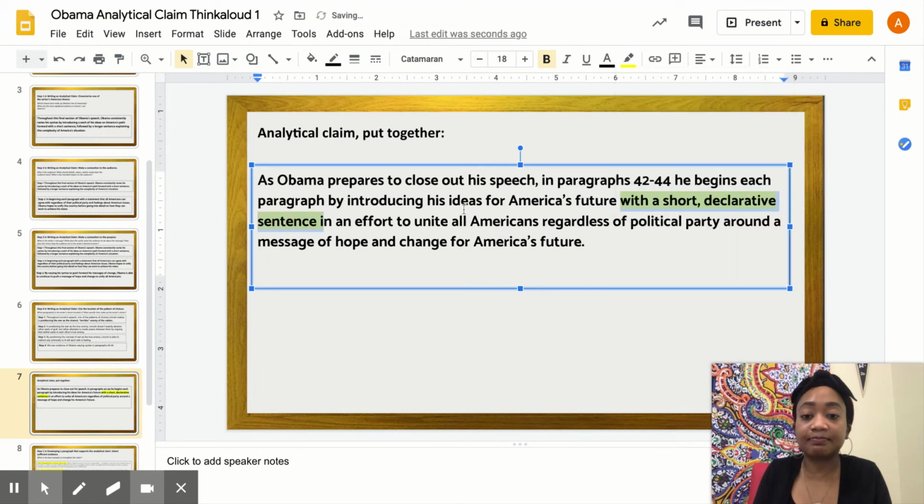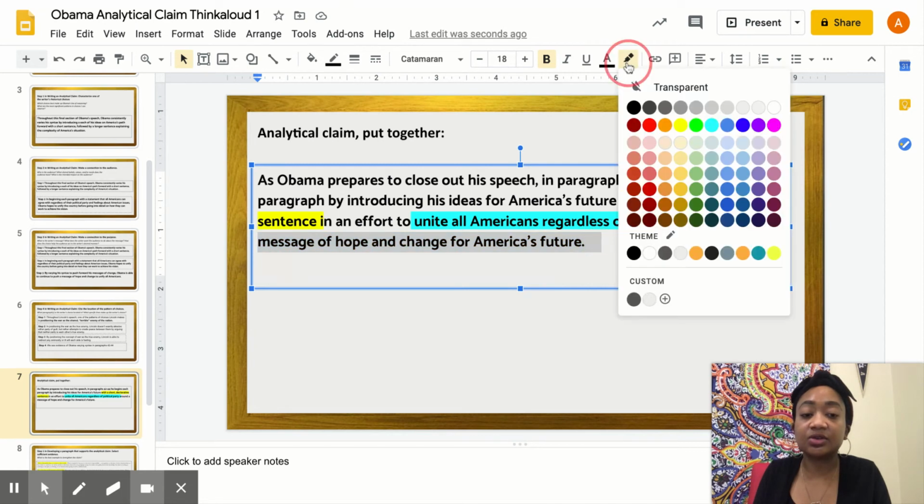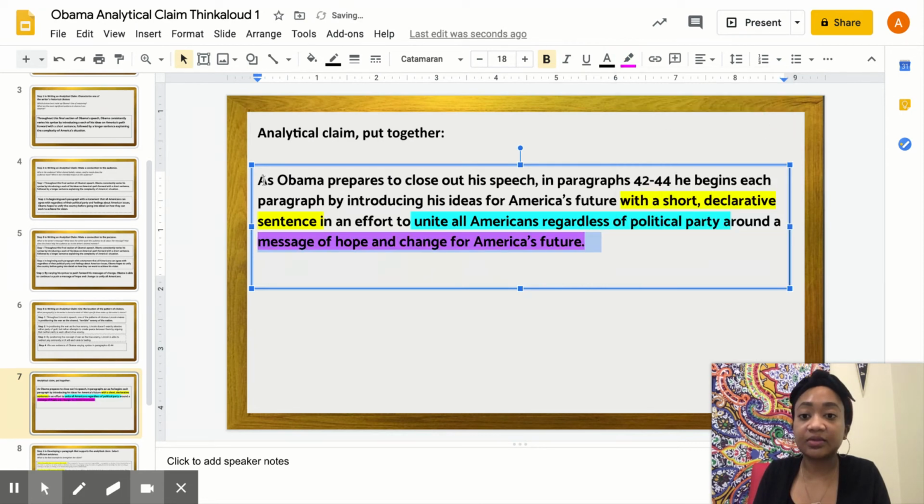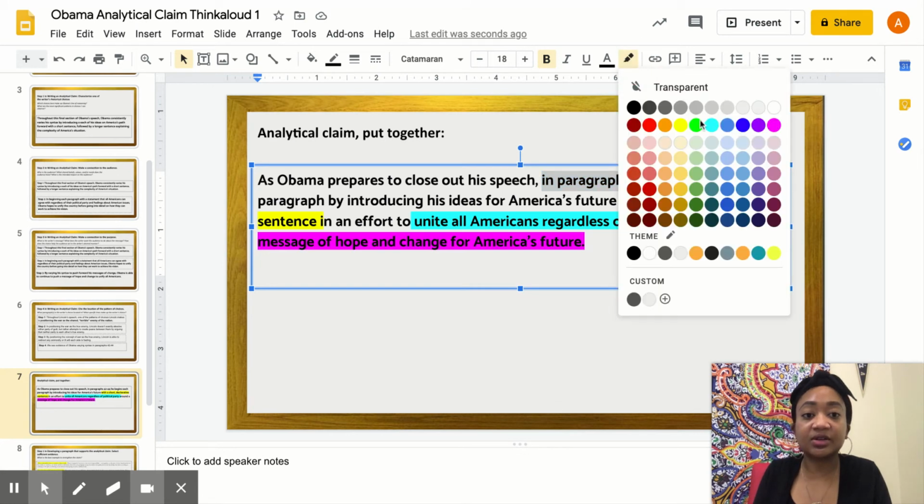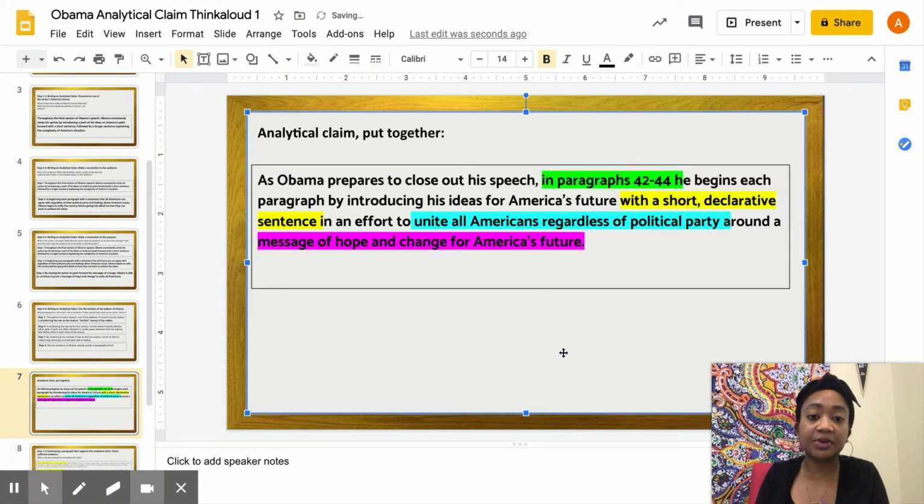Remember step 1. In an effort to unite all Americans regardless of political party, there's my connection to audience, around a message of hope and change for America's future. That's my connection to purpose. And this is the introduction of my evidence. And that's how we write an analytical claim.